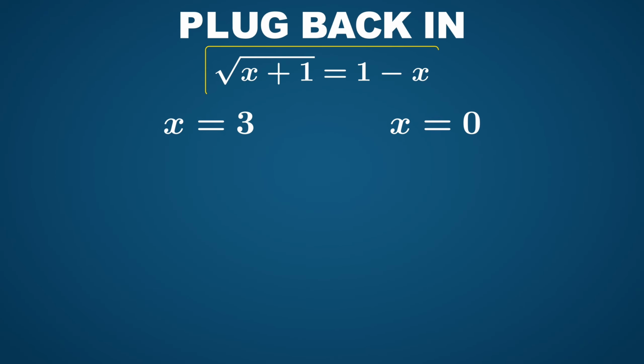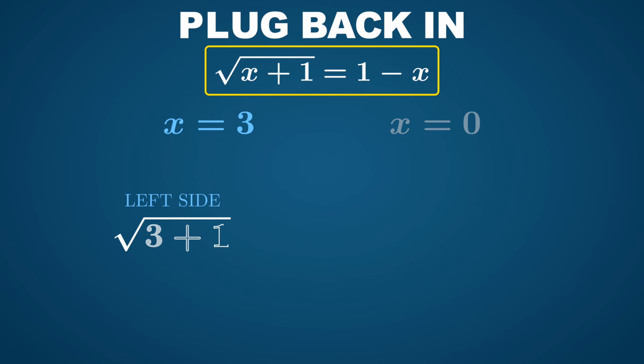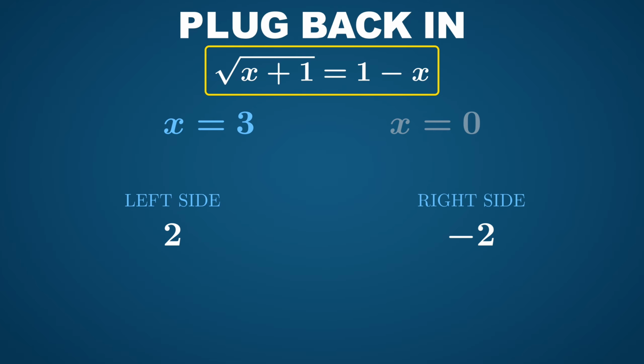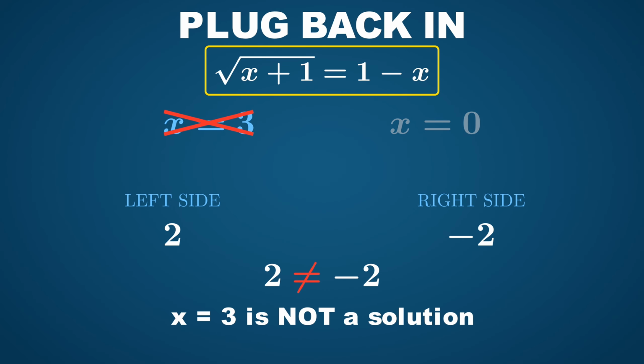Now we plug these values back into the original equation. First, let's test x equals 3. On the left side, 3 plus 1 is 4, and the square root of 4 is 2. On the right side, 1 minus 3 is negative 2. 2 does not equal negative 2, so 3 is not a valid solution.